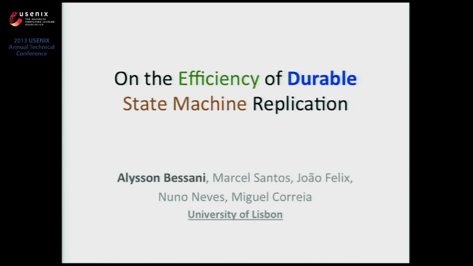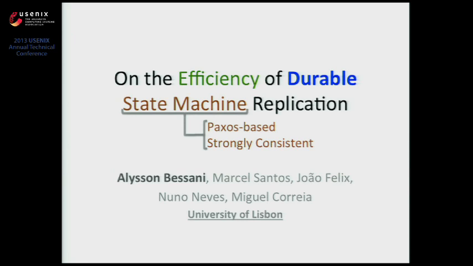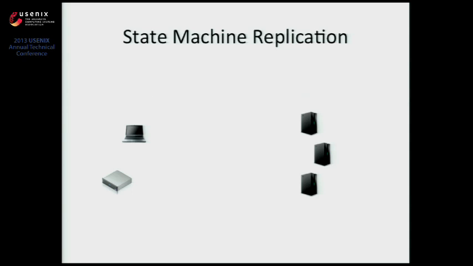For those of you that don't know exactly what state machine replication is, other common names are Paxos-based or strongly consistent replication. In this paper, we investigate what happens when you try to implement durability inside of these replicated systems. Another important thing is that this paper is not only about efficiency, because one of our important goals is also to make it modular. We want to implement durability not only in an efficient way, but also in a modular way.